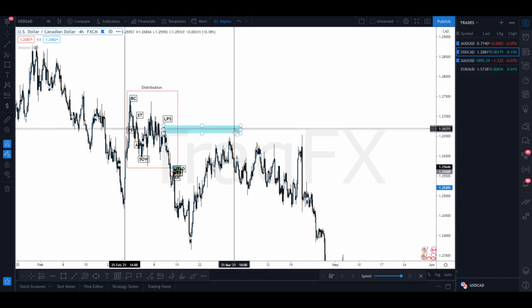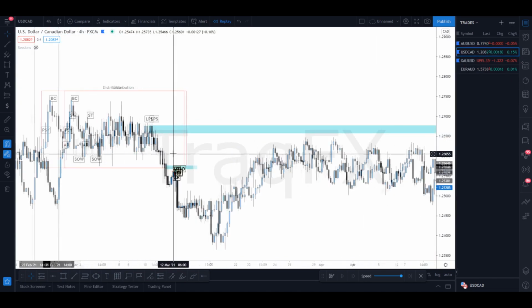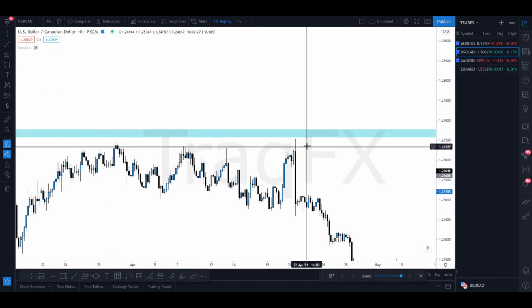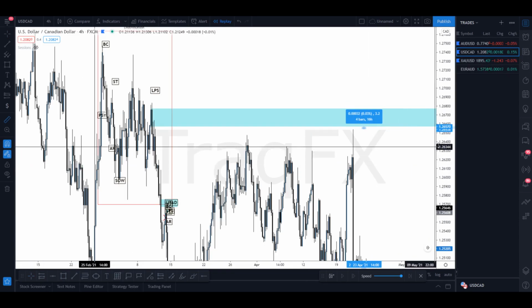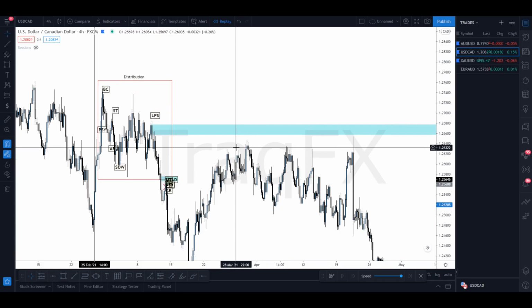And from this point, you can see perfectly, it literally missed your area of interest just by about 1 pip. Not even a pip, 3 pips. Missed your area of interest by 3 pips. That's how accurate it is.